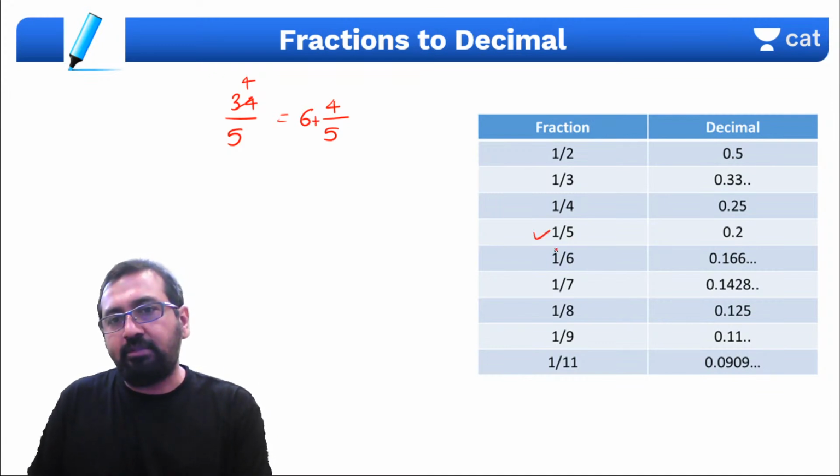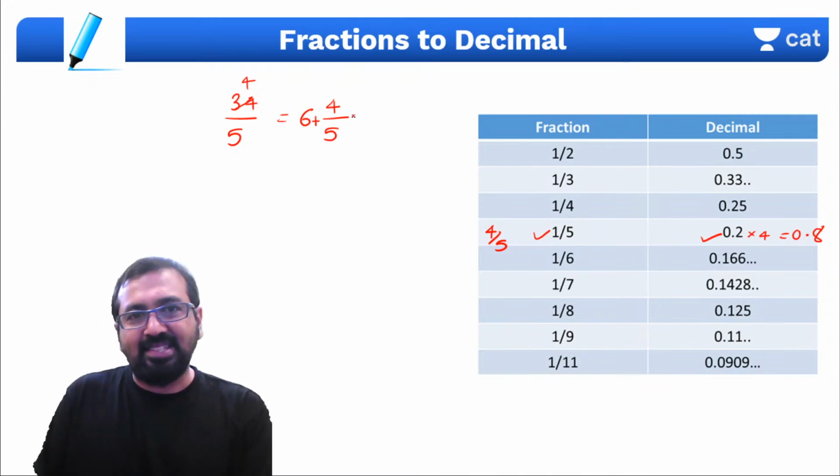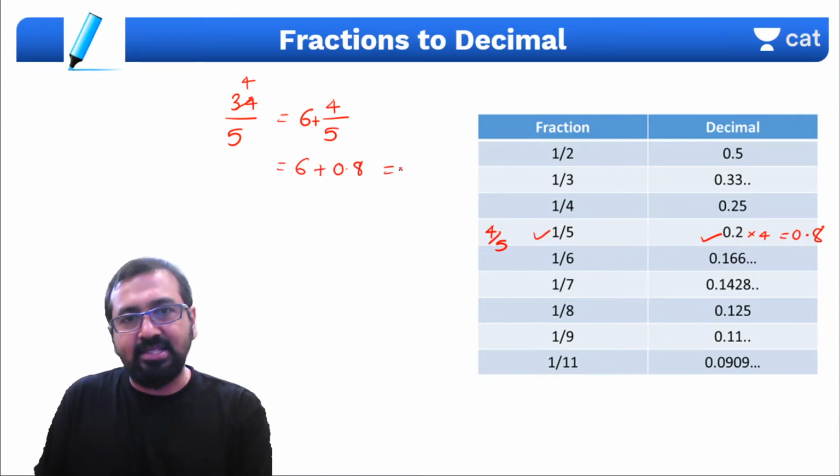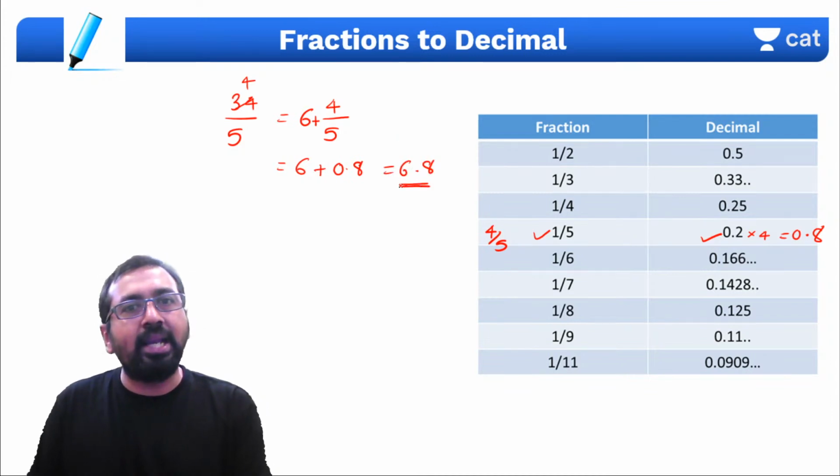Now look at this one. 1 by 5 is 0.2. So can I say 4 by 5 is nothing but 4 times 1 by 5? That is 0.2 into 4. It is 0.8. Correct, everyone? Yes. So this is nothing but 6 plus 0.8. That is 6.8. Right. So this is how you can quickly convert.